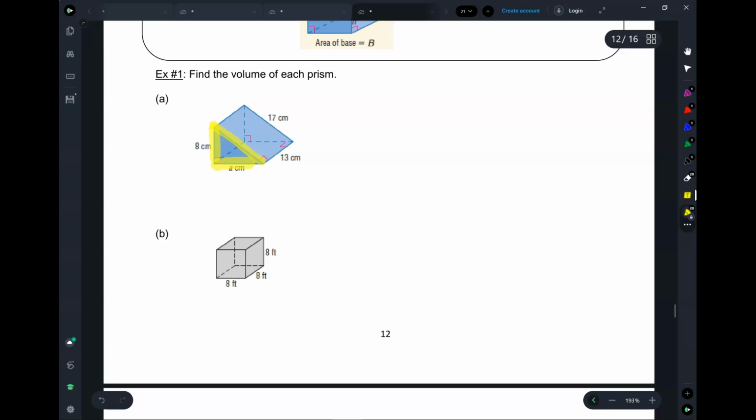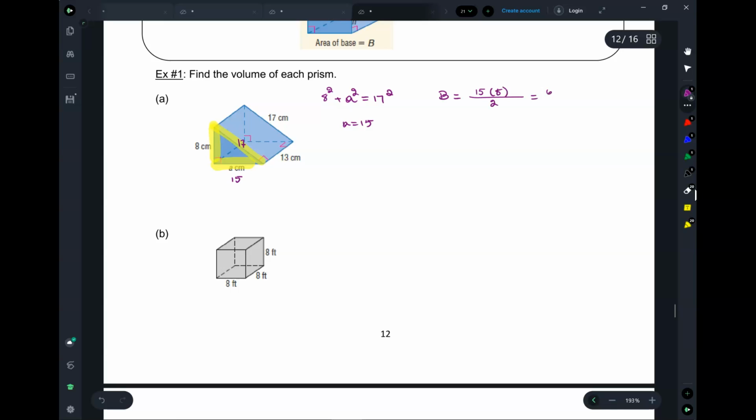To find the base area, first I have to find that A. This is 17, so 8 squared plus A squared is equal to 17 squared. So A is 15. Base area is base times height divided by 2, so 15 times 8 divided by 2. Remember, it's a right triangle, so we could just do that.